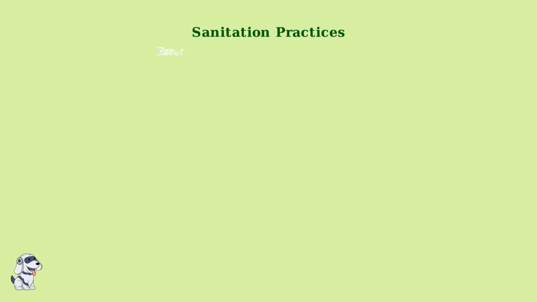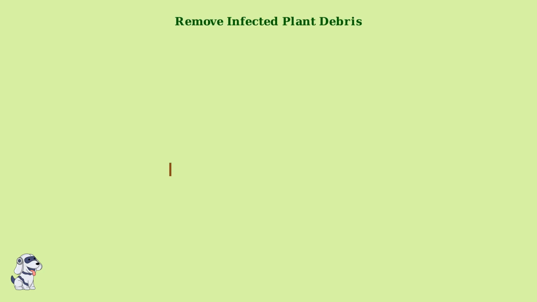Proper sanitation practices form the foundation of effective disease management in cucurbit crops. These preventive measures can significantly reduce pathogen spread and protect your entire growing operation. The first critical step is removing all infected plant debris immediately. Diseased plant material harbors pathogens that can survive and spread to healthy plants. Never compost infected debris. Always destroy it completely through burning or deep burial.